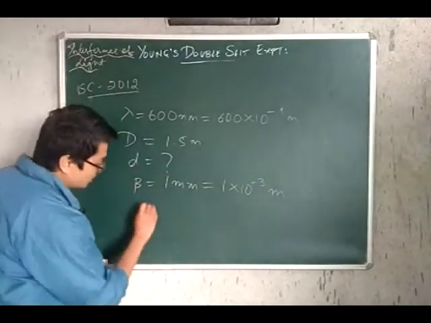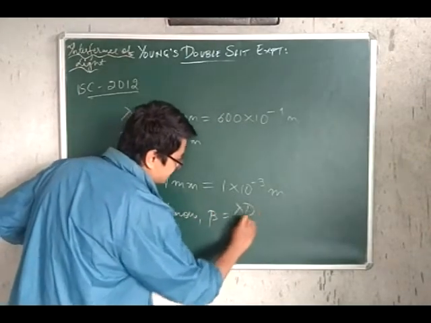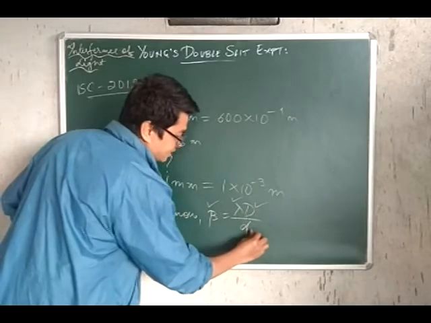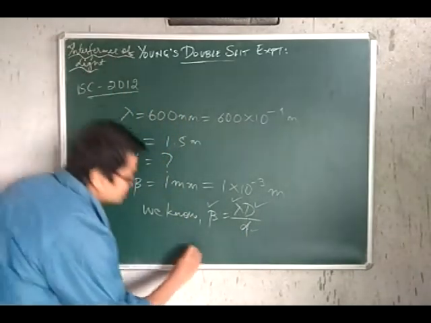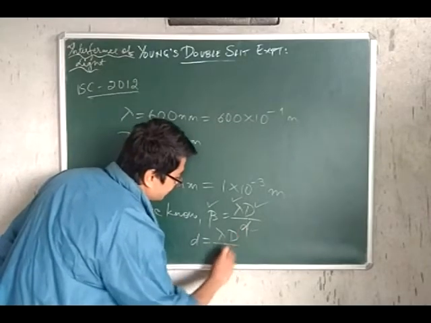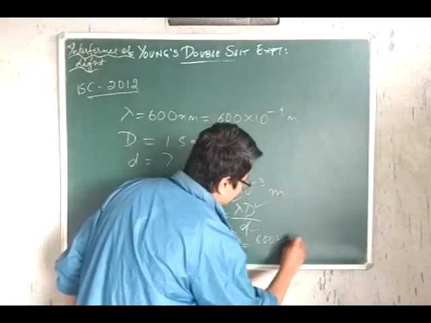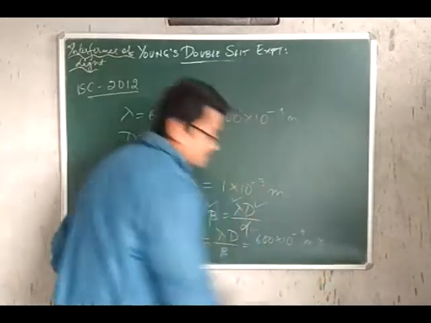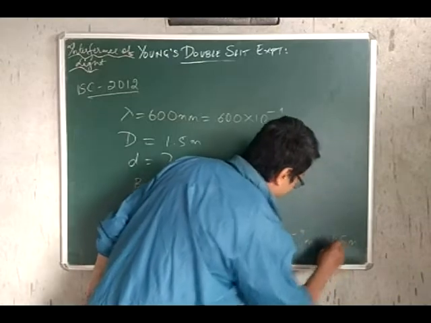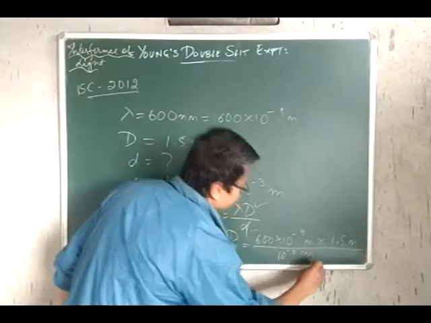Now how will we proceed? We know beta is lambda capital D by small d. Beta is given, lambda is given, capital D is given. You only need to find small d. So small d will be given by lambda capital D by beta. Lambda is given to be 600 into 10 to the power minus 9 meters. You have to work in the same system of units. So 1.5 meters, capital D, divided by beta, 10 to the power minus 3 meters.